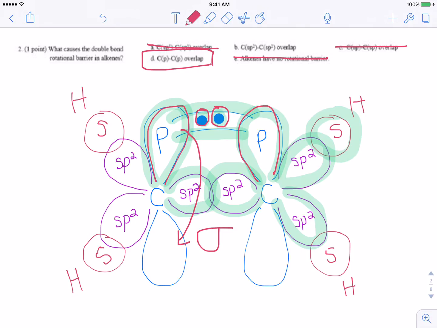And then B, this is carbon sp2 to carbon sp2 overlap. This may end up tricking you guys, but I hope it doesn't, because we've got the two sp2 overlap taking place in the center, and that creates the sigma bond, as I said before. The sigma bond is also in a typical alkene and does not create a rotational barrier, because alkenes experience rotation. So the sigma bond is not preventing the rotation from occurring, so we can cross that one out. So our answer is D.